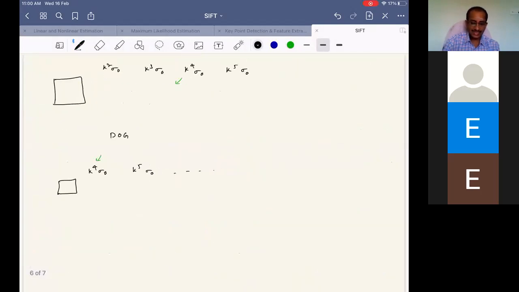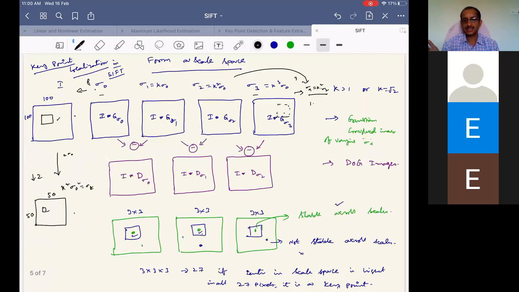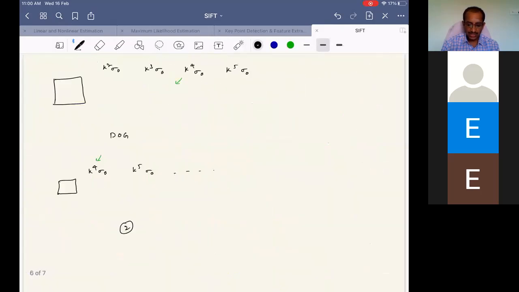After this key point localization step, as I mentioned, there are two steps for eliminating the key points which are at the edges, because Laplacian of Gaussian also extracts key points at the edges. So there are two steps to eliminate the key points.